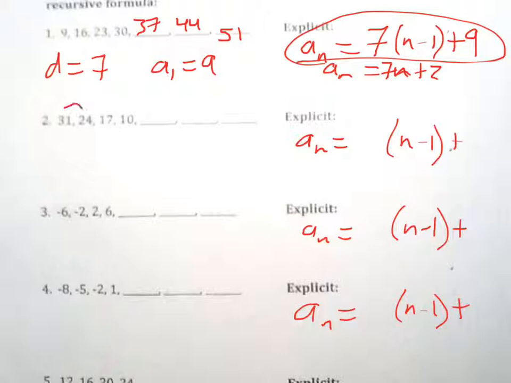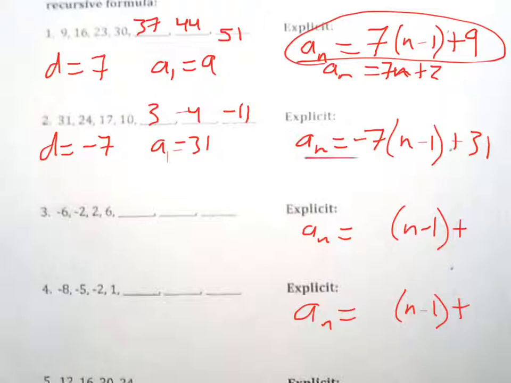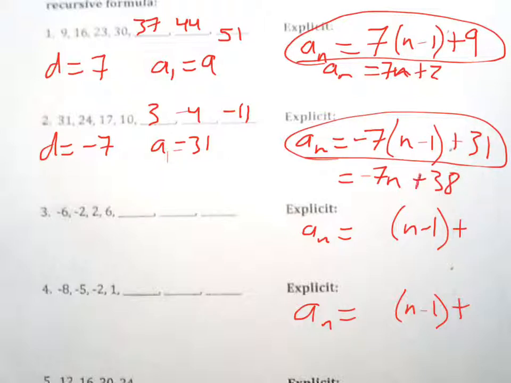On number 2, we have a slightly different pattern, which is going to be subtracting 7 each time. So it's going down 3, negative 4, and negative 11. So there's that. And so our common difference is going to be negative 7, because we're subtracting 7 each time. Our initial value is going to be 31. So those are our two numbers over here. We're going to put in negative 7, put down 31, and we can simplify that down. If you distribute that negative 7 through, you're going to get negative 7n. Negative 7 times negative 1 is going to give me positive 7, plus the 31 is going to give me positive 38.